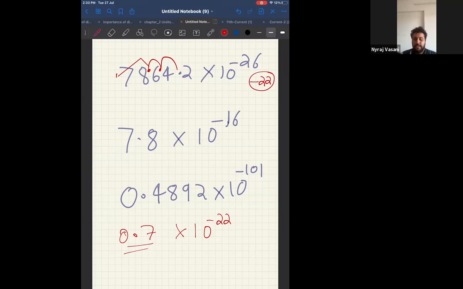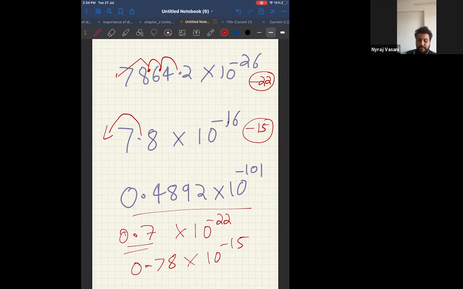Next answer, 7.8 into 10 power minus 16. I can shift one decimal point over here. Therefore, I will get 0.78 into 10 power minus 15, correct? Minus 16 becomes minus 15. Therefore, order of magnitude in this case will be minus 15. Got it, all of you? Order of magnitude in this case will be minus 15.